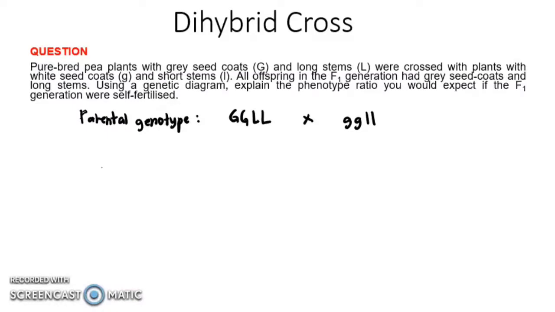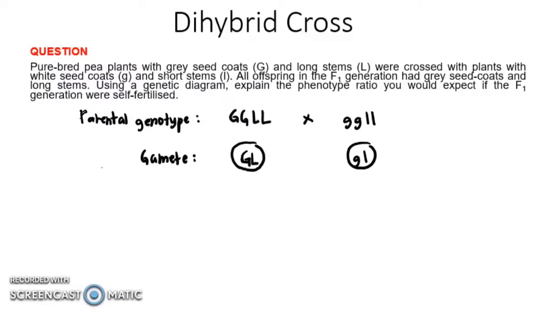Once you have shown the parental genotype, next you have to show the gametes. Remember, since it is a dihybrid cross, you have to relate it to the law of independent assortment. So what happens to both pairs of alleles? They will segregate, which means that in one gamete there will be alleles for different characters. So in the same gamete, there must be allele G and also allele L, like this. And for the other one, it is small g, small l.